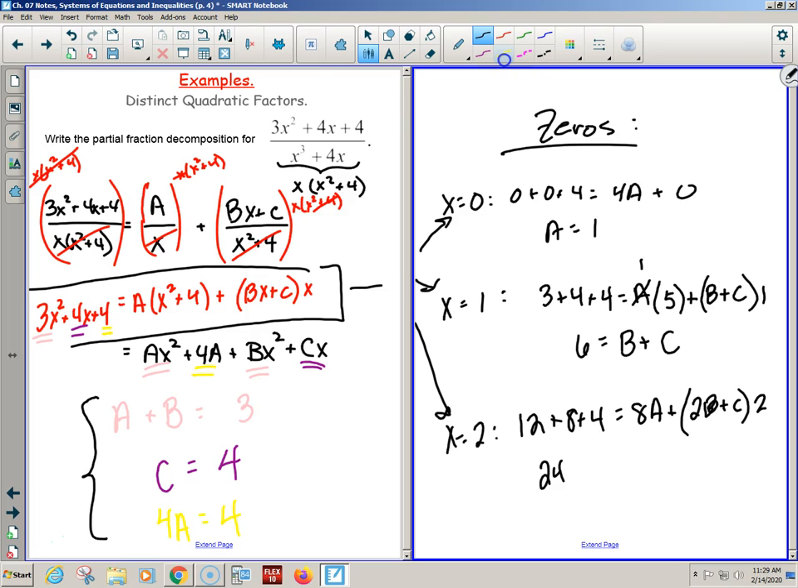Oh, wait, we know a is 1. I forgot. A is 1. So, wait, we can do 24 minus 8, which is 16, equals 4b plus 2c.